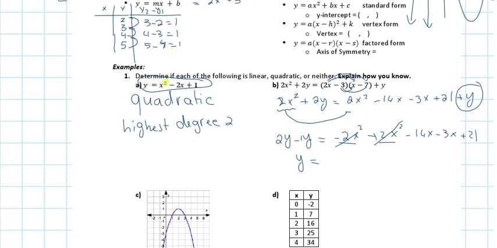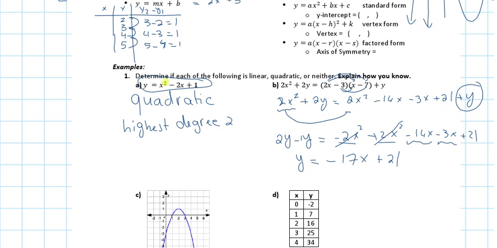Negative 14x minus 3x, these are like terms. So that gives me negative 17x plus 21. Now you can say if it's linear or quadratic because now it's in the most simple form. So what is it? Linear. I don't have x squared.